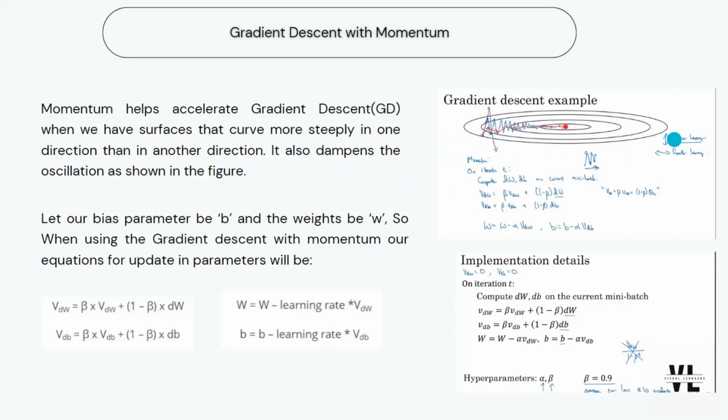So we want the learning in the vertical direction to be slower, and we want the learning in the horizontal direction towards the global minimum to be faster.